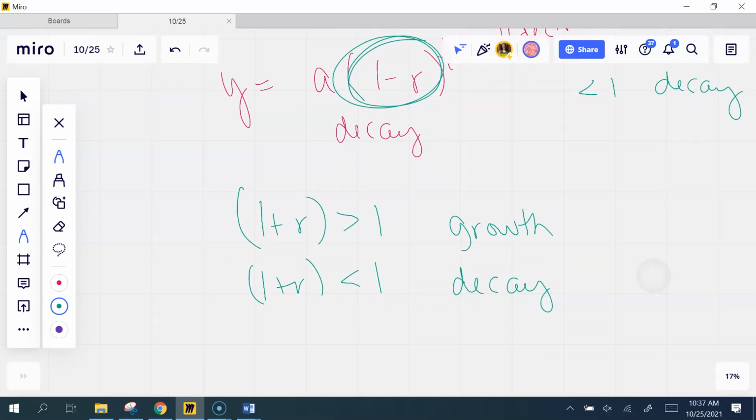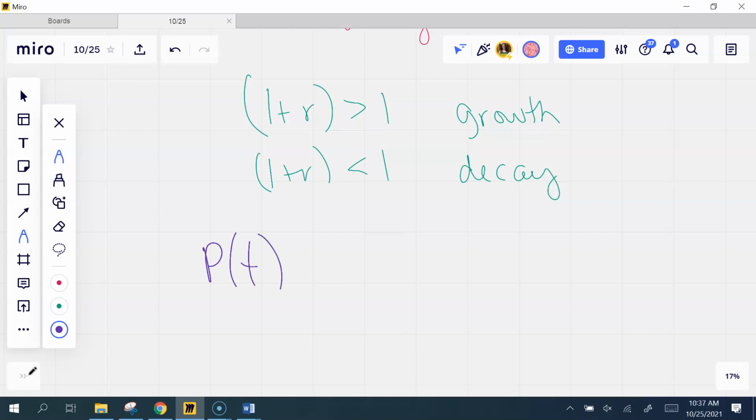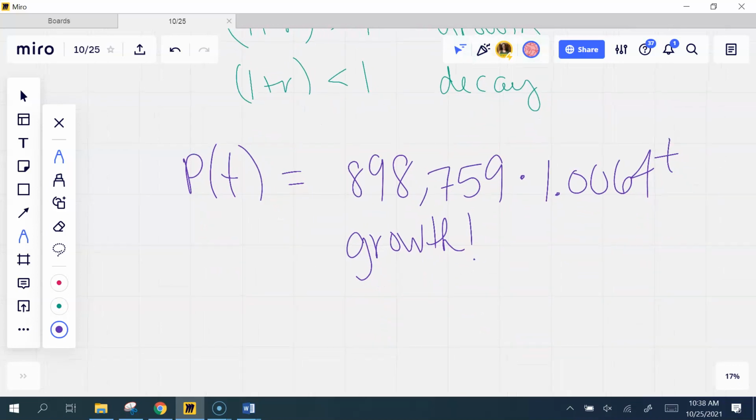So let me show you a couple examples. Let's say that I model the population of San Jose and find that it can be represented by 898,759 times 1.0064 to the t. Here t is in years, so every year it is either growing or decaying by that much. My question is, is the population growing in San Jose or is it declining? And how do you know? It's growing. How do you know? It's greater than one. What percent per year is it growing? And how do you know? That's exactly right.